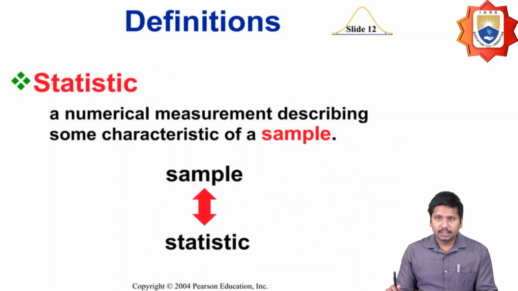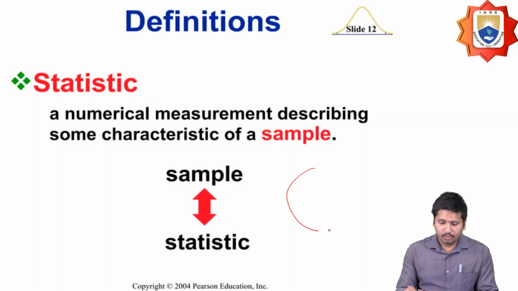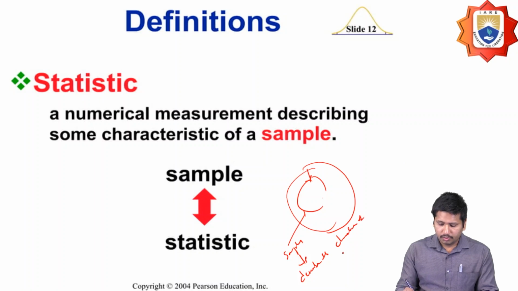And what should be the statistic here? Statistic means a numerical measurement which describes the characteristics of the sample. Once the population is done, from that population, a sample is taken, and the numerical measurement which describes the characteristic of the sample will be done through the statistic.